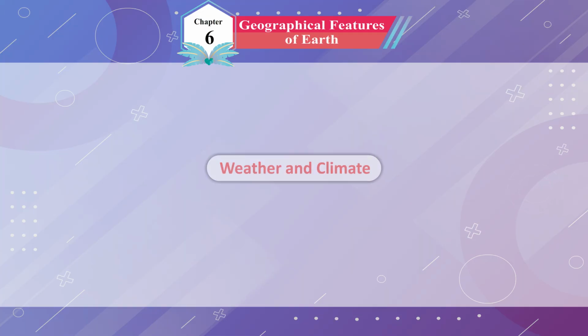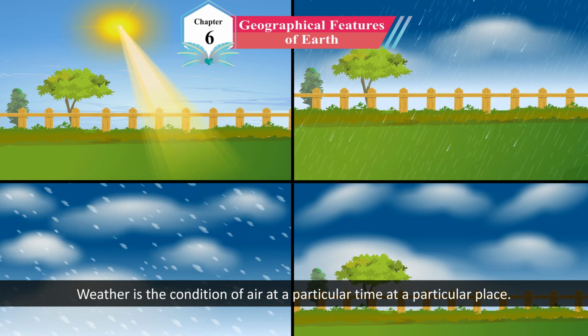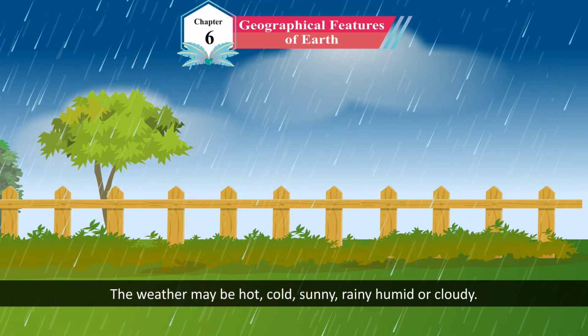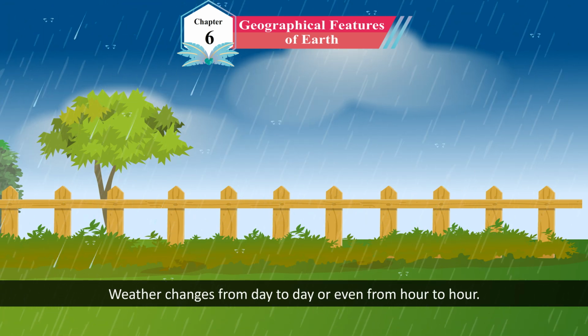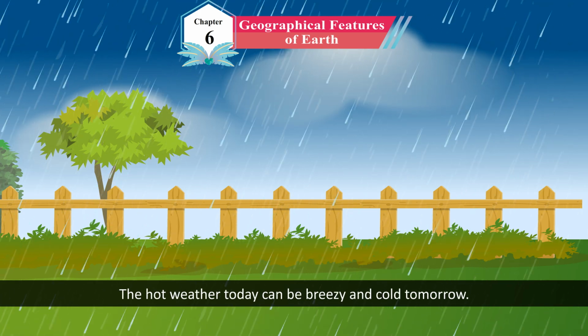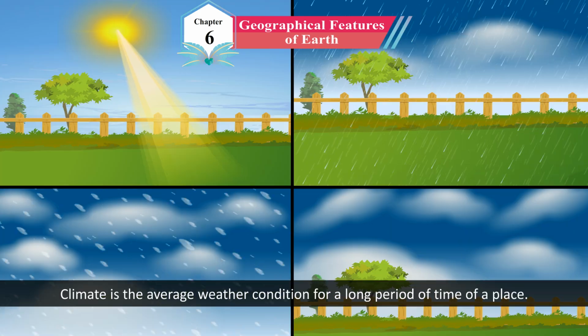Weather and climate. Weather is the condition of air at a particular time at a particular place. The weather may be hot, cold, sunny, rainy, humid or cloudy. Weather changes from day to day or even from hour to hour. The hot weather today can be breezy and cold tomorrow.